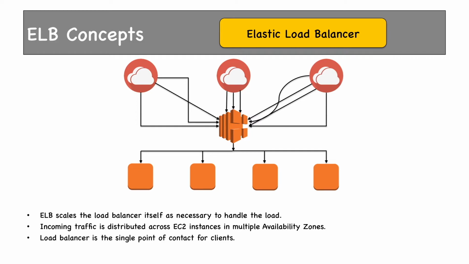Load balancer is a single point of contact for clients. That means end user applications or internet users will never see EC2 instances. They'll communicate only with the load balancers. There are three types of load balancers: classic, application, and network load balancer.